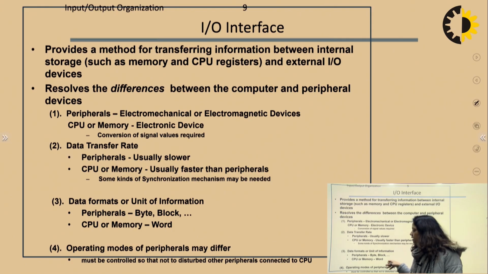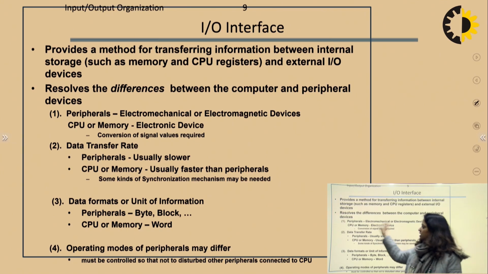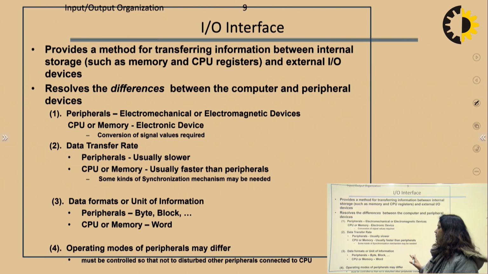What are the tasks performed by the input-output interface? One is the connectivity of the peripherals with the CPU, and data transmission between the CPU and the input-output devices. The third is the format and unit of information transmission, which will be in the form of a byte or a block from the CPU or the memory to the connected input-output devices. Memory is a different thing, the CPU is a different thing, and input-output devices like a monitor, keyboard and mouse are connected with the help of these interfaces.